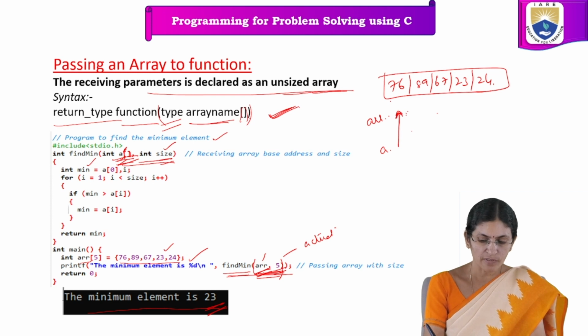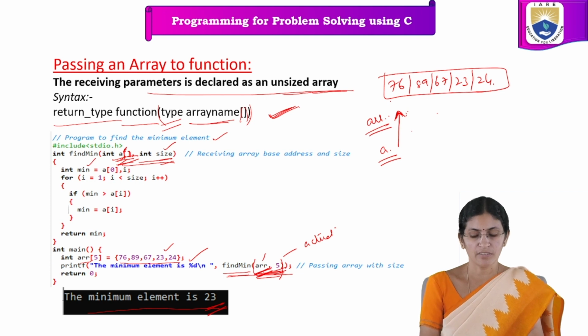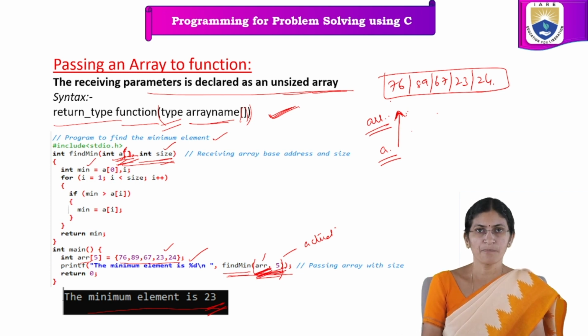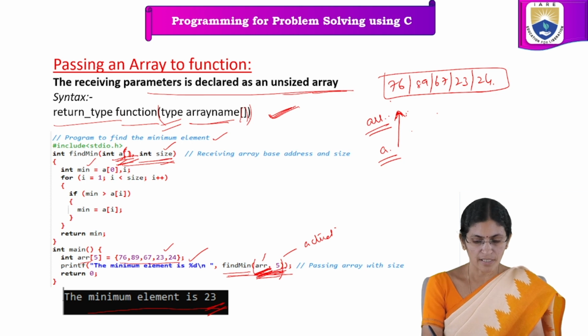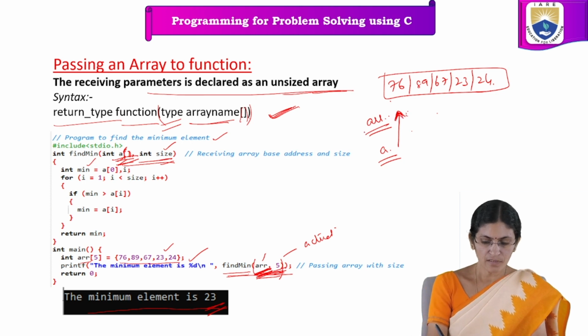So this points to the first element of the array. Whatever operations you can perform on this, the same operations you can perform on this also. Generally we pass the array by reference. That means a copy of the array is not created, but the formal parameters actually work on the actual parameters only. So this ARR and this A both are same.